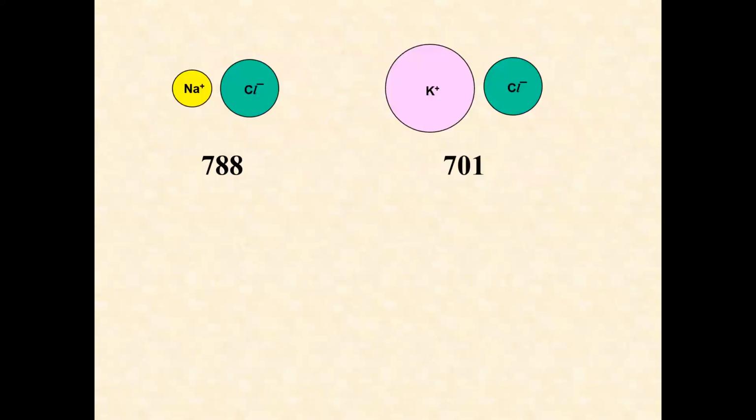Now look at this. Sodium chloride is 788, but potassium chloride is 701. Why? Potassium chloride has less energy than sodium chloride. They both are combining with chlorine. Then why is potassium chloride less energetic, with less lattice energy than sodium chloride? Look at the size. Can you see potassium ion is bigger than sodium ion?